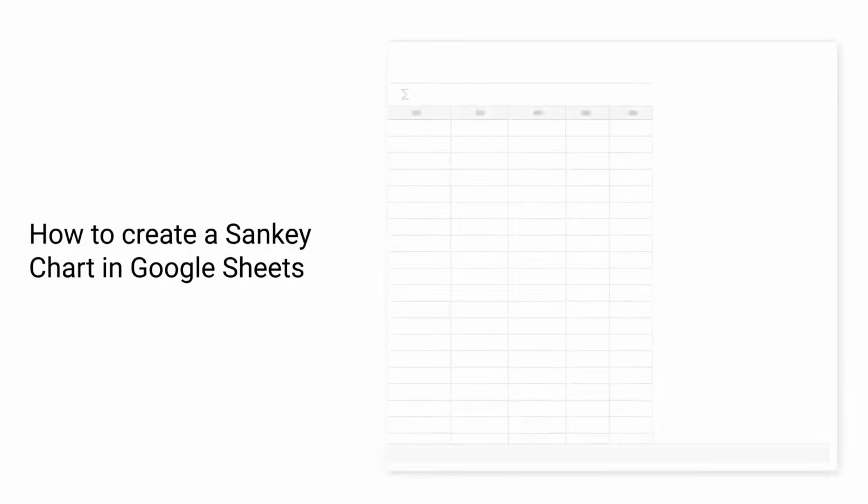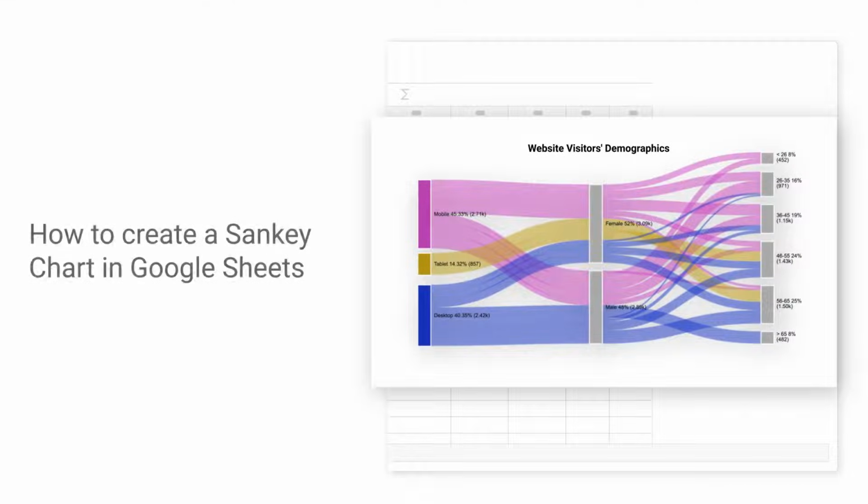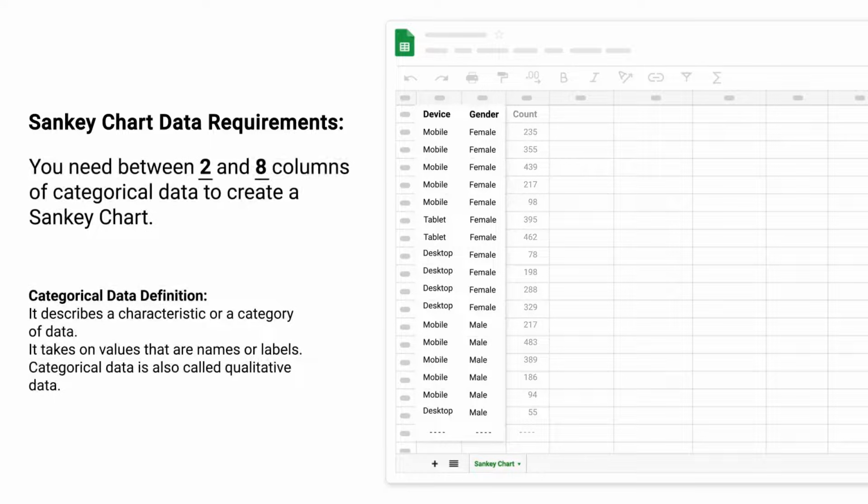How to create a Sankey chart in Google Sheets. Sankey chart data requirements. You need between 2 and 8 columns of categorical data to create a Sankey chart. Categorical data definition: it describes a characteristic or a category of data.